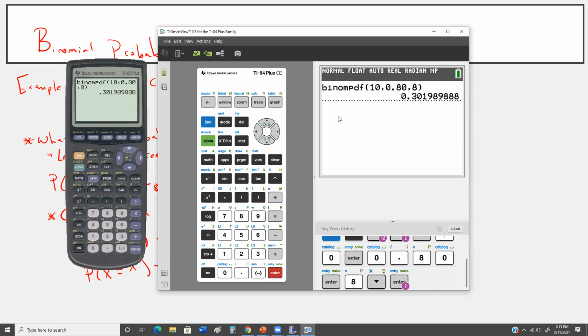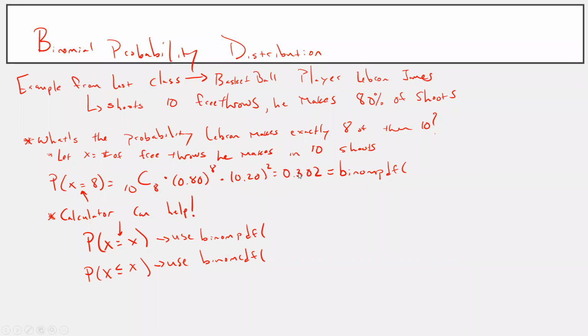Now look at that. That was just incredibly easy. And look, that's the same answer we got. So we went 10, 0.80, 8, and we got the same answer.